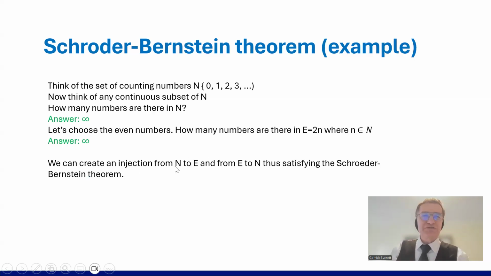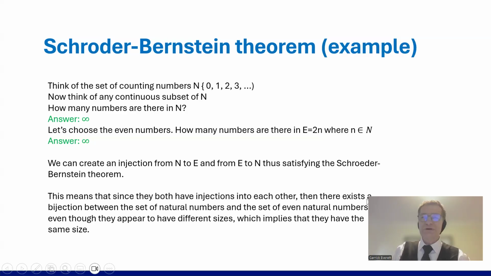So we can create an injection from N to E and from E to N. So this is my E, which is 2n, and N is the natural numbers. And so we're thus satisfying the Schroeder-Bernstein theorem. We can create an injection from the natural numbers to E by saying, I want to get all the evens. So our injection will be 2n. And from the evens to N will be 2n divided by 2. That gets you back to the natural numbers. So that satisfies the Schroeder-Bernstein theorem that you can go from one to the other and the other back to the first one, which satisfies that as an injection.